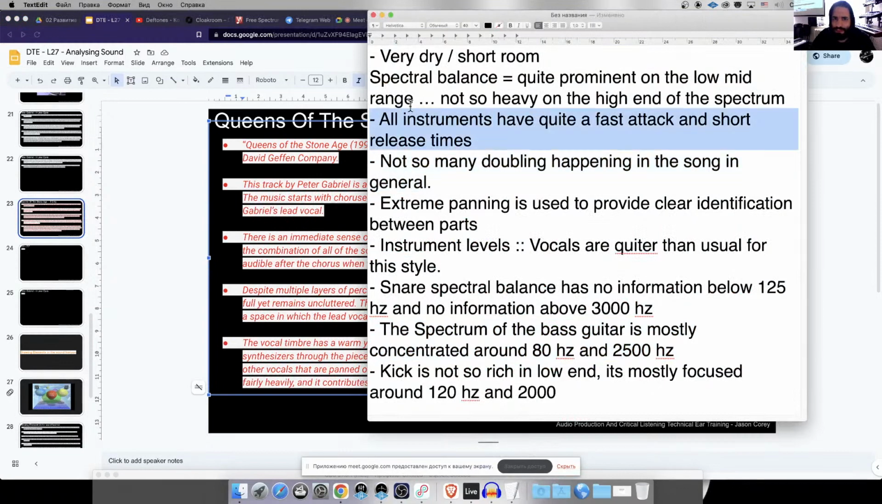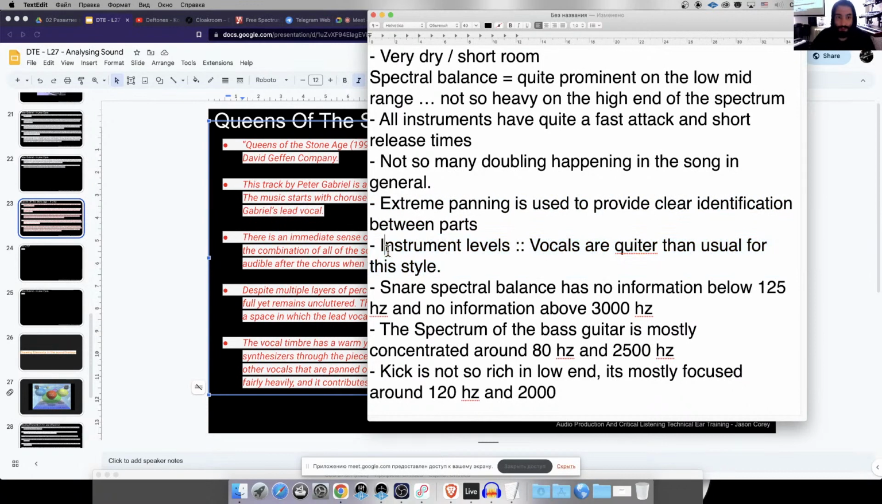Let's continue. All instruments have quite a fast attack. Not so much doubling happens; I think things are not doubled. It's all very direct, with no double tracks or anything like that. Sometimes in the vocals, extreme panning is used to provide clear identification between parts. Vocals are quieter than usual for this style.